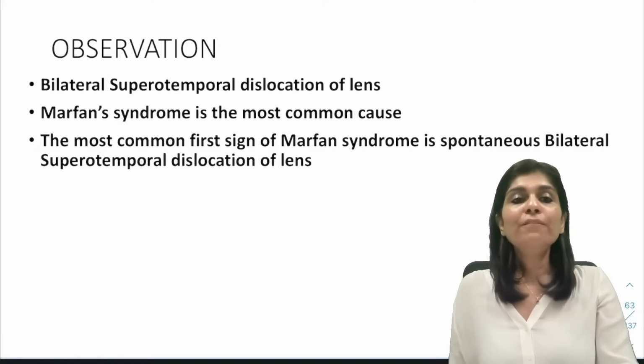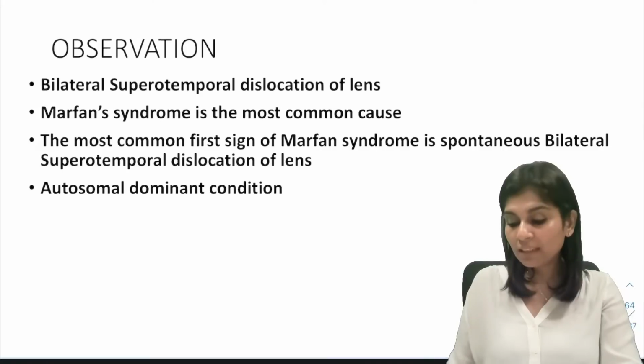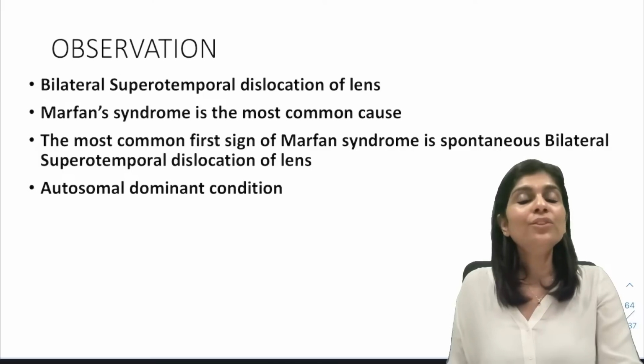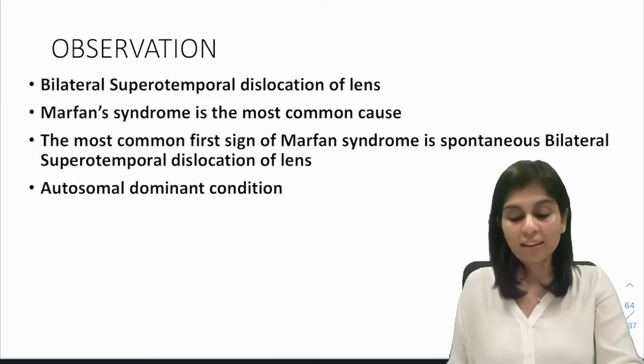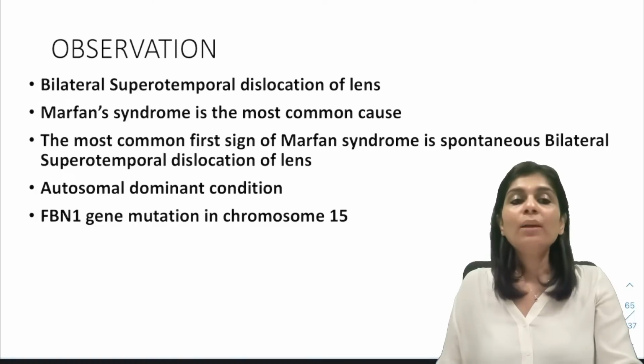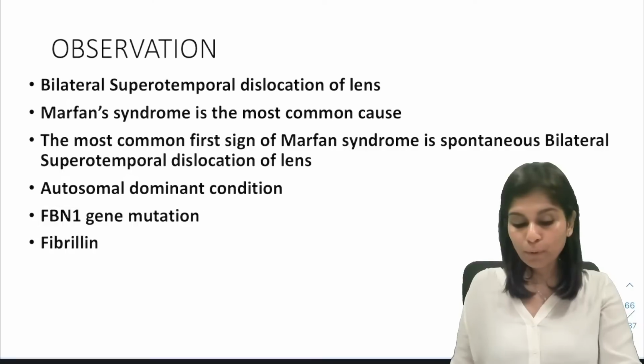Okay. Now, what are the facts that you need to know about Marfan syndrome? It is an autosomal dominant disorder. It is caused by the mutation of the FBN1 gene of chromosome 15. And what is the role of this FBN1 gene? It codes for fibrillin protein.